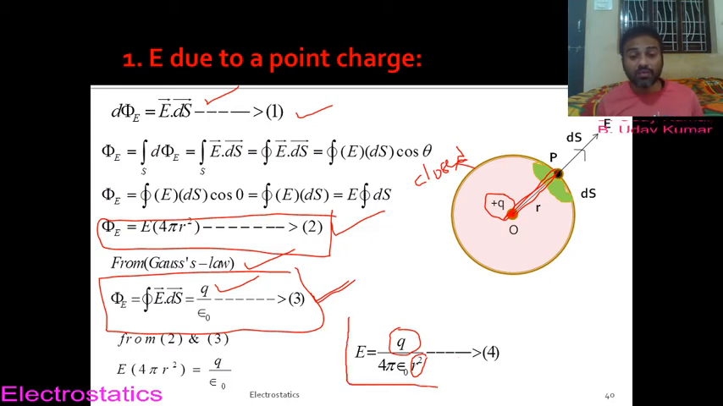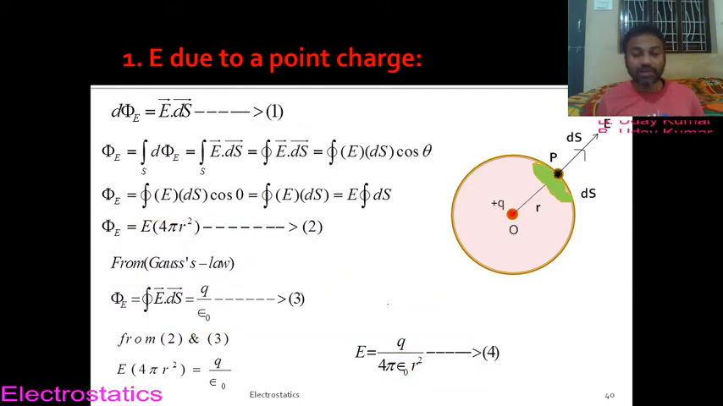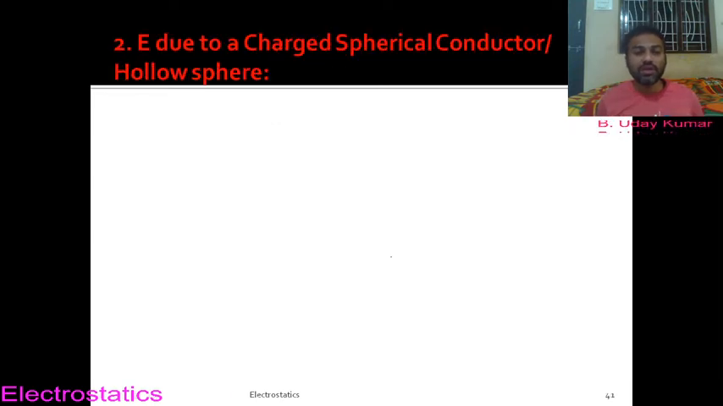But remember, we have found the electric field intensity of this point charge by using Gauss law. Okay, I hope it is clear to everyone. So now by using Gauss law, what we have done, we have found the electric field intensity due to a point charge. Now let us move on to our next very important topic for your board examinations.